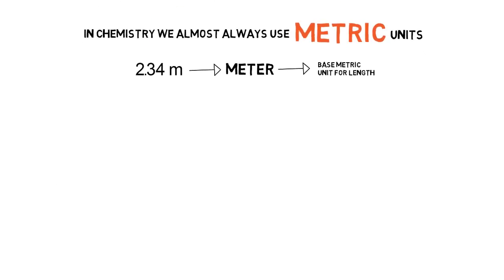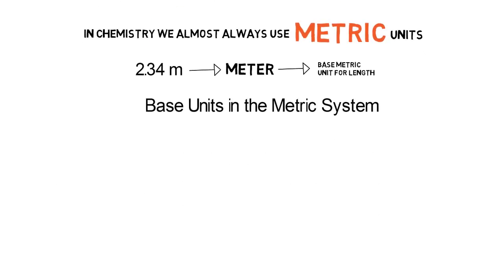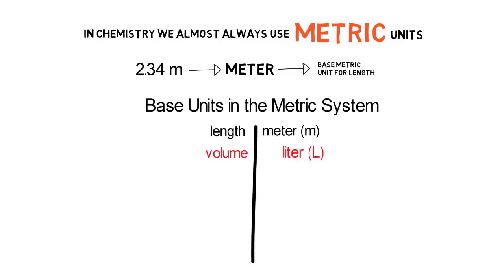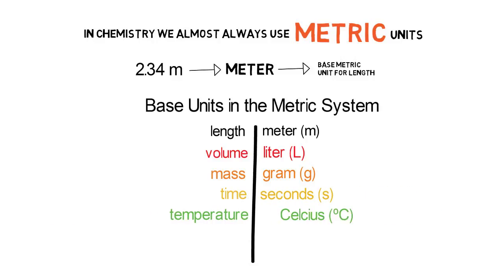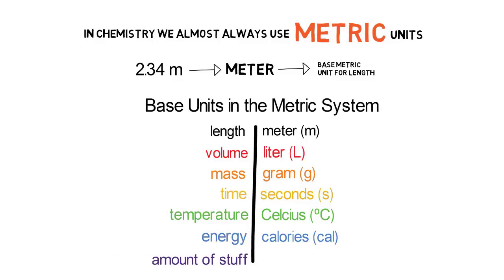And there are base units in the metric system for each type of measurement you might take. For length, it's a meter. For volume, it's a liter. For mass, it's a gram. For time, it's seconds. For temperature, it's degrees Celsius. And for energy, it's calories. When we want to measure the amount of something, we use a unit called a mole, which may not make a whole lot of sense to you now, but you'll see it again later.